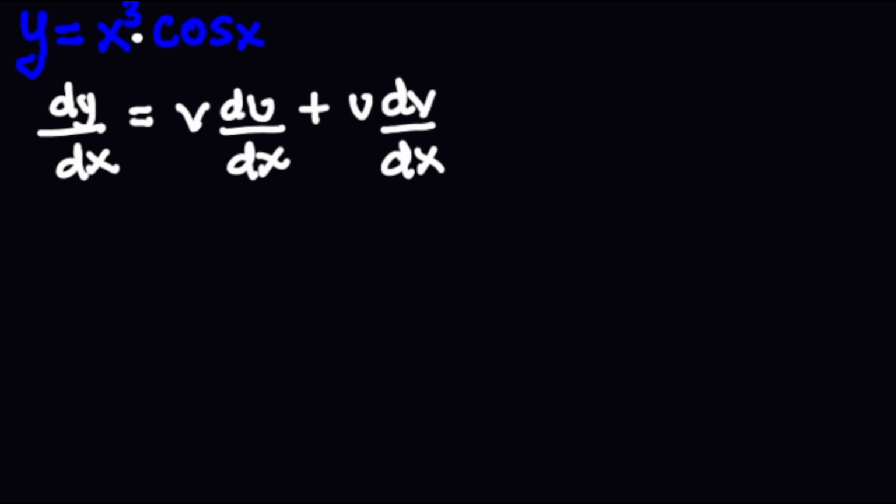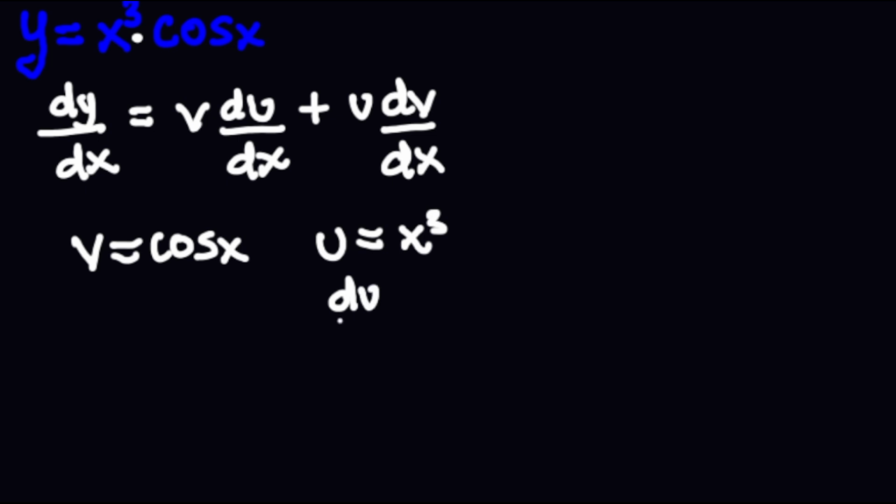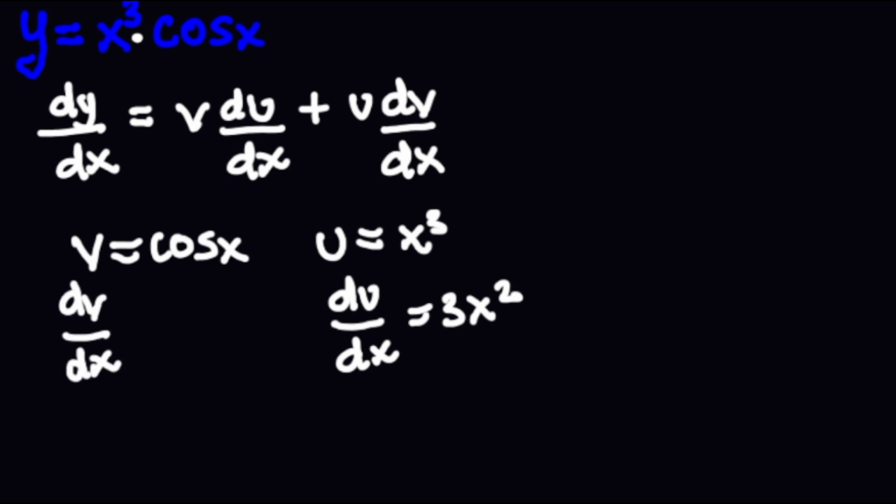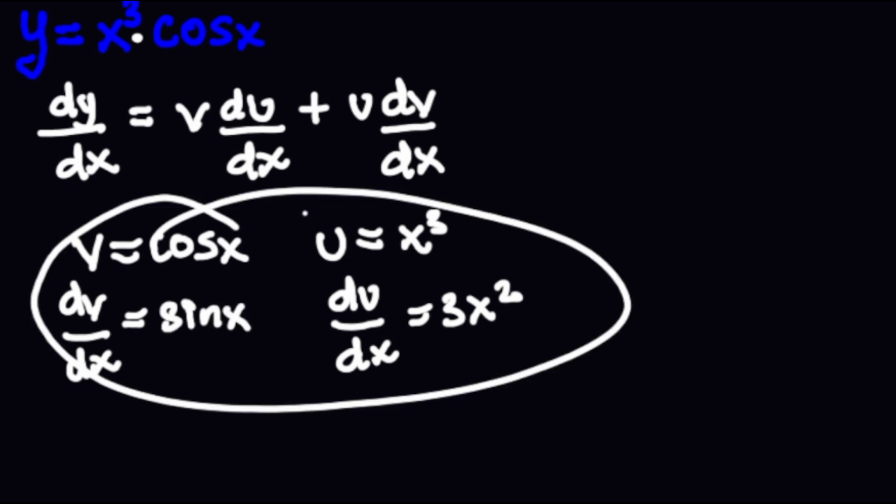Then from here, looking at this, I'm going to take my v to be equal to cos x. Then I'm going to take my u to be equal to x to the power of 3. Then from there, I can find du/dx. du/dx here simply means I'm going to find the derivative of u, and that's going to give me 3x squared. Then going ahead to find the derivative of v, I'm going to have dv/dx to be equal to, differentiating cos x, minus sin x. So when I go ahead and put all these parameters into the formula, let's see what I'm going to have.